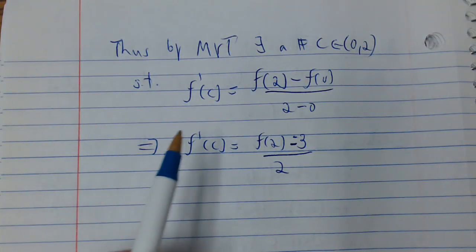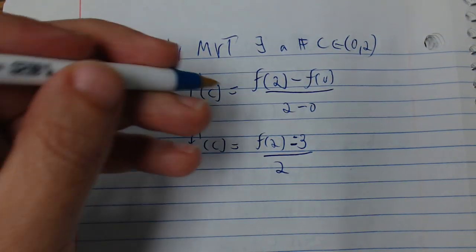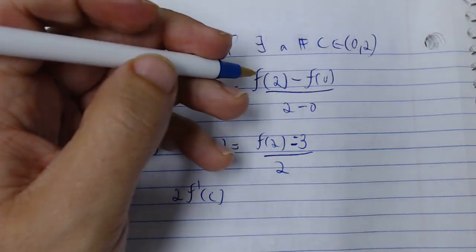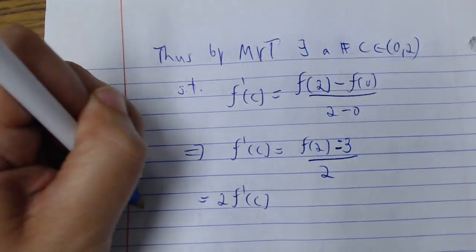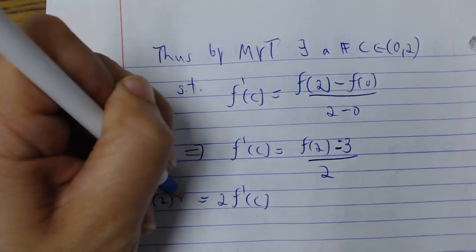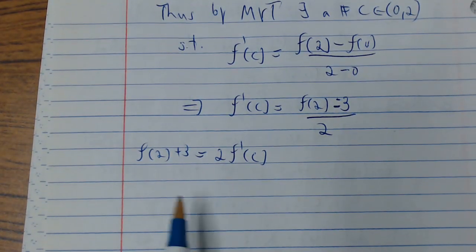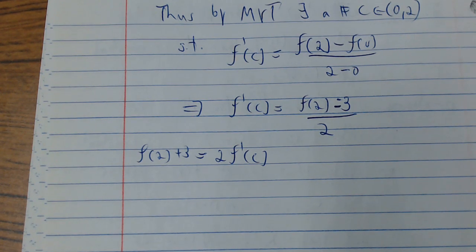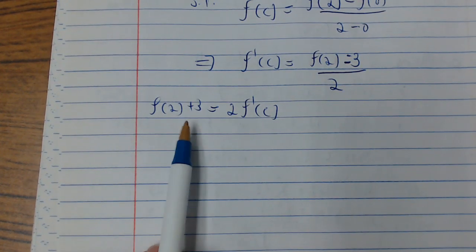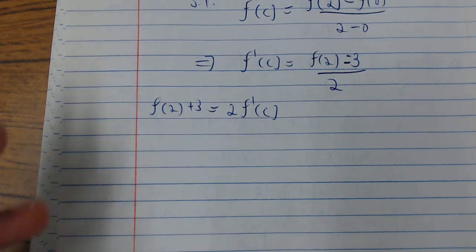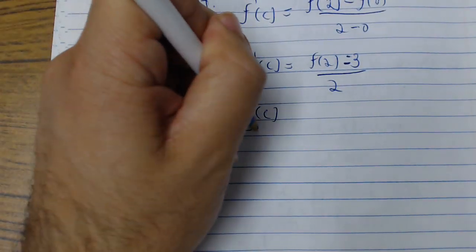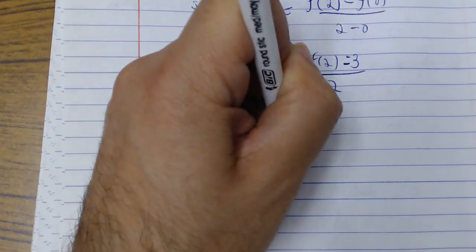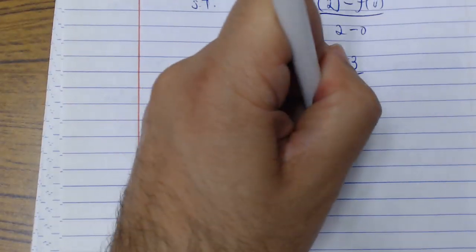So then, here's what I'm going to do. Multiply both sides by 2, and I get 2 f prime of c equals f of 2 plus 3, okay? So from here to here, I just multiply both sides by 2. And then what could I say? My goal is to solve for f of 2, so subtract 3 from both sides. So then what do I get? I get f of 2 equals 2 times f prime of c minus 3.